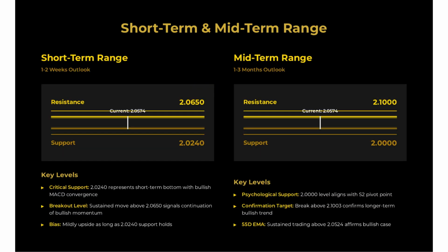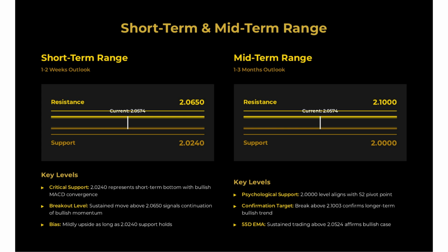Let's define the trading ranges for different time horizons. For the short-term outlook of 1 to 2 weeks, GBPAUD is expected to trade between 2.0240 and 2.0650. The lower boundary at 2.0240 represents a critical support level identified as a short-term bottom with bullish MACD convergence. This level must hold for the bullish bias to remain intact.